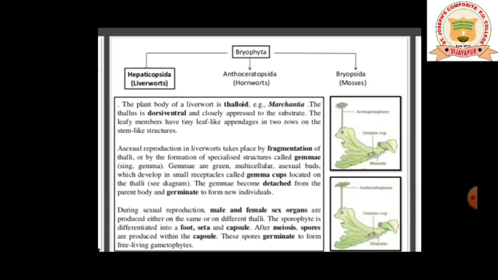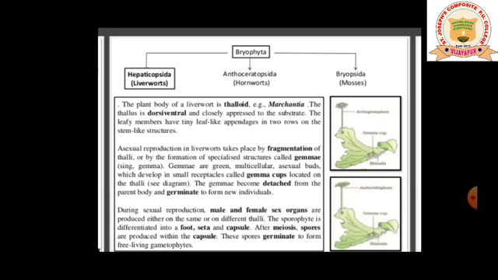The plant body of liverwort. Now we are studying the liverwort. Let us have some knowledge about the liverwort. The plant body of a liverwort is thalloid. An example of liverwort is Marchantia. The picture is given in your textbook. The thallus is dorsiventral and closely appressed to the substrate. So it lies on the ground, and it is attached to a substrate on the ground.